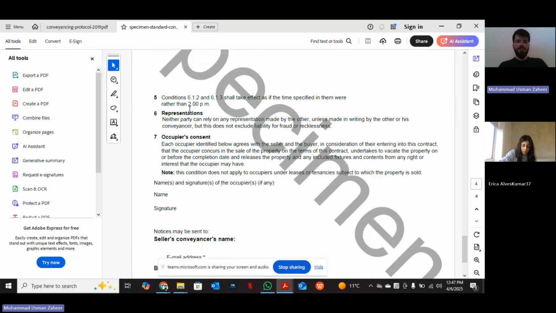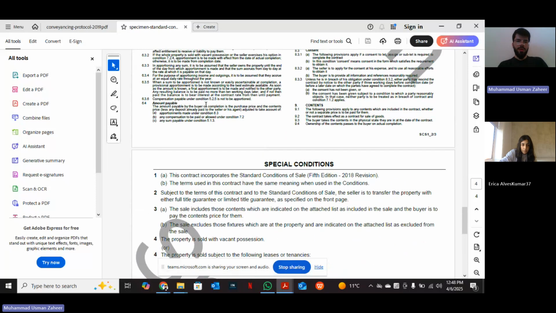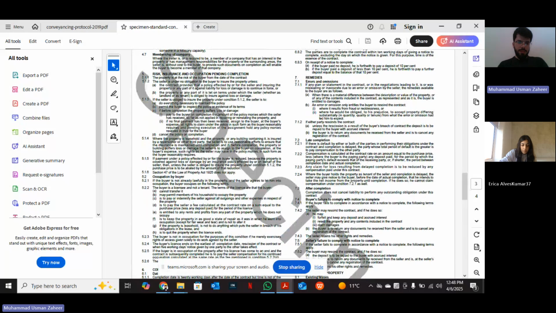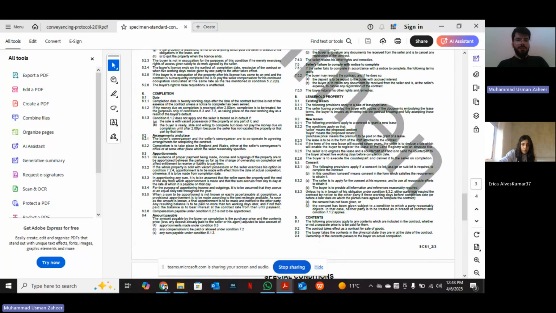Now, conditions 6.1.2 and 6.1.3 shall take effect if the times specified in them were rather than 2 p.m. Now, 6.1.2 and 3, let's have a look. What does it say? So 6.1.2, if the monies due on completion is received after 2 p.m., completion is to be treated for the purposes only of condition 6.3 and 2 as taking place on the next working day as a result of the buyer's default.